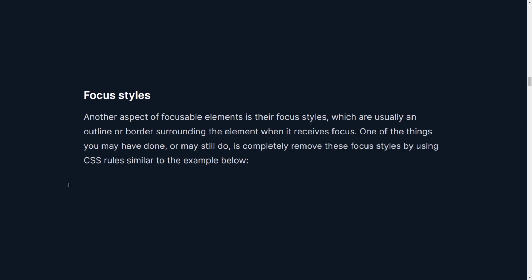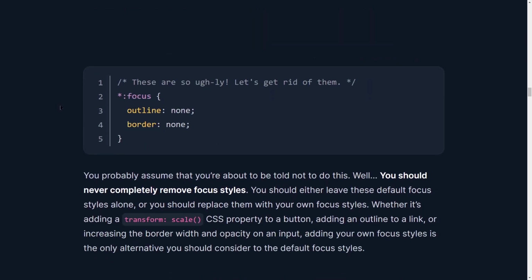Focus styles. Another aspect of focusable elements is their focus styles, which are usually an outline or border surrounding the element when it receives focus. One of the things you may have done or may still do is completely remove these focus styles by using CSS rules similar to the example below. So I think in a reset CSS, these are so ugly, let's get rid of them. On focus, initial, outline none, border none.